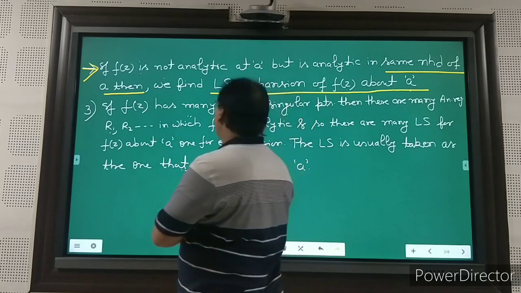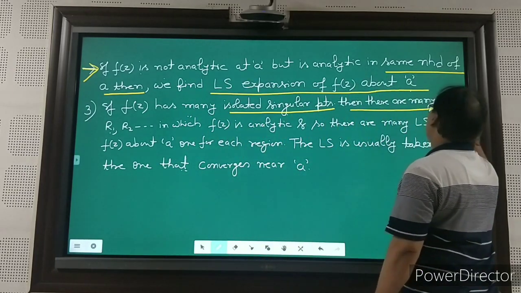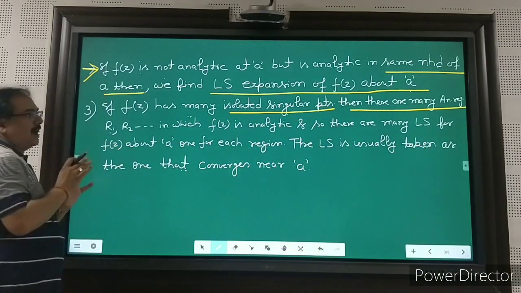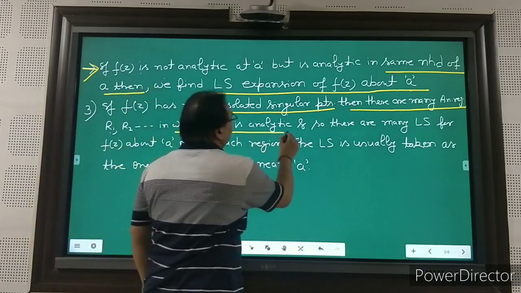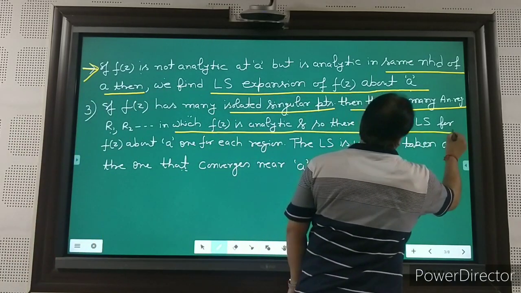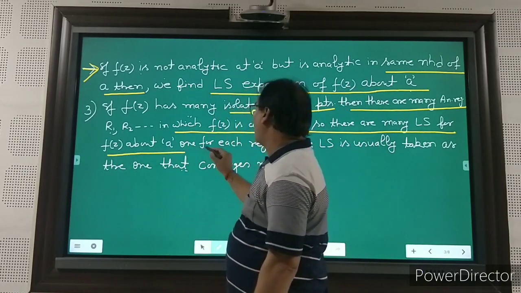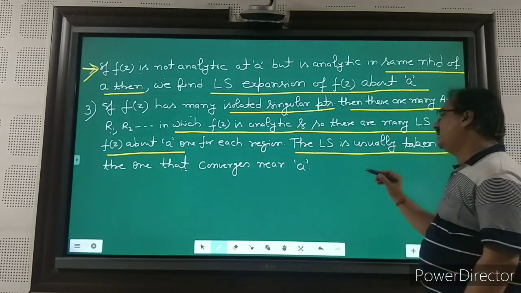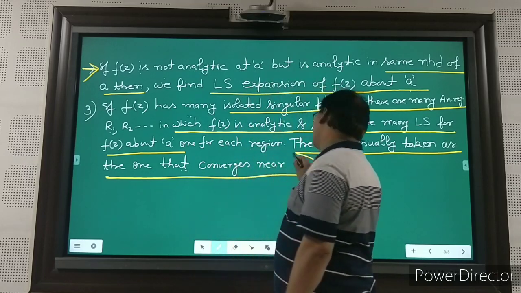So now, if f(z) has many isolated singular points, then there are many annular regions R1, R2, R3 and so on, in which f(z) is analytic, and so there are many Laurent series for f(z) about A, but one for each region. But the Laurent series is usually taken as the one that converges near A.